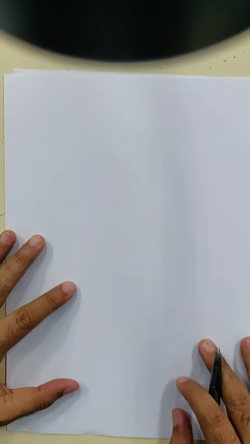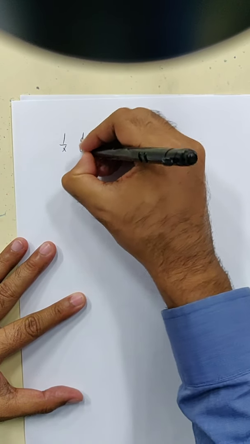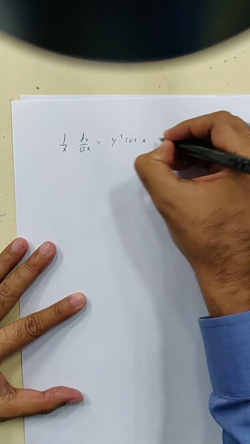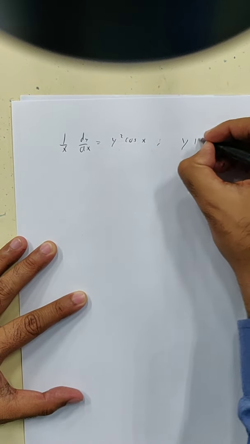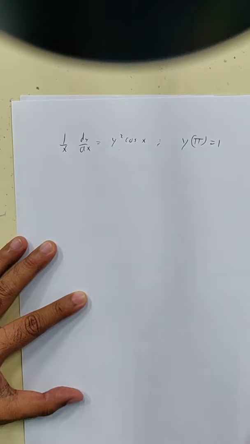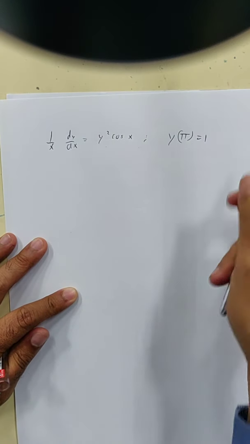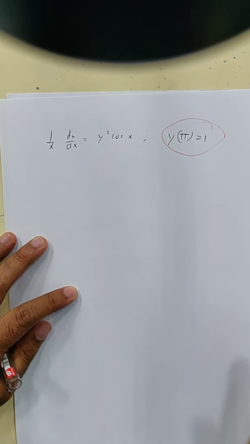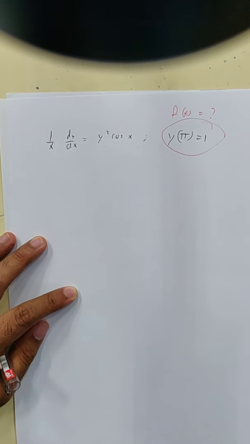Okay, one more example before we move on. 1 over x dy dx equals y squared cos x. Okay, this one is tough. y(pi) equals 1. Before we go further, what does this mean? It's like f(x) equals something, right? So we put the value in, and we got something.